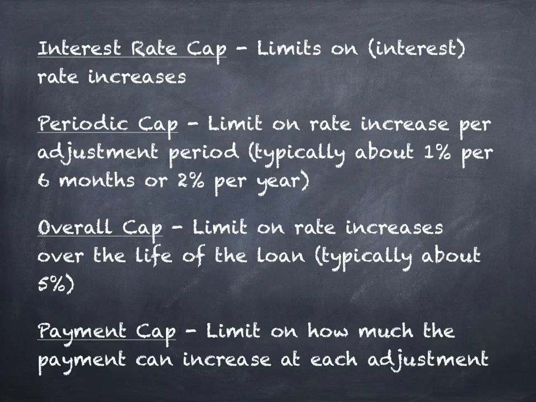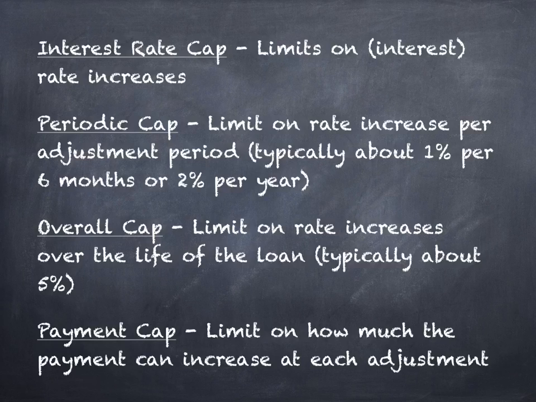Periodic cap is the limit on rate increases per adjustment period, typically about 1% per 6 months or 2% per year. So if you have one of these loans where they're going to reconfigure it in 3 years, and you're looking at this, the most that they would be able to go up would be something like 2% per year. Okay? So they're looking at there.